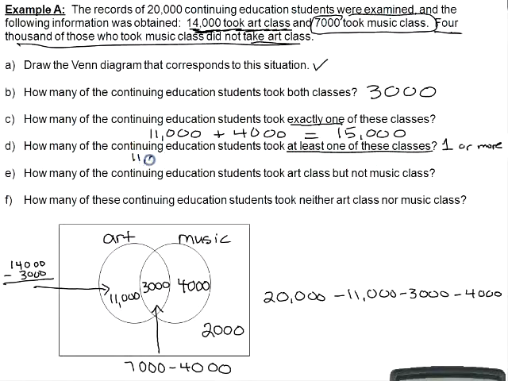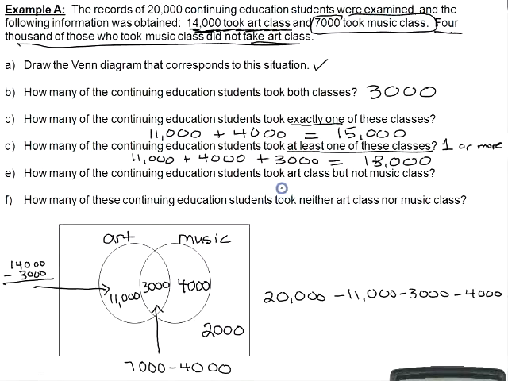So we've got the 11,000 students who took just art, one class, plus the 4,000 students who took just music, one class, plus the 3,000 students who took both classes. If we add these up, that'll be the number of students who took at least one of these classes, one or more of these classes, and that is 18,000 students.